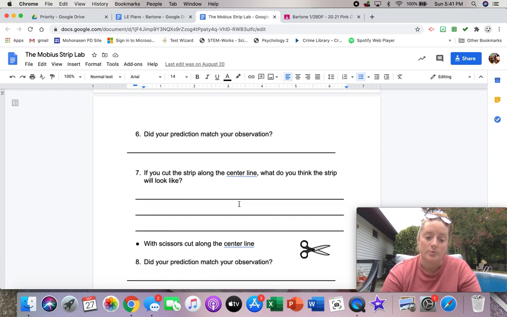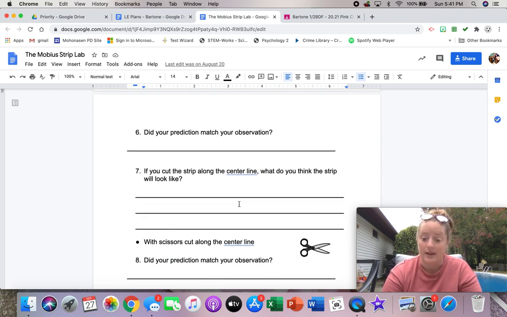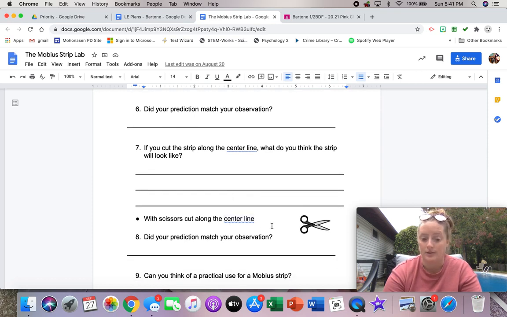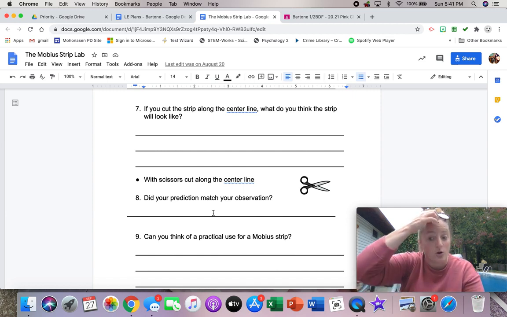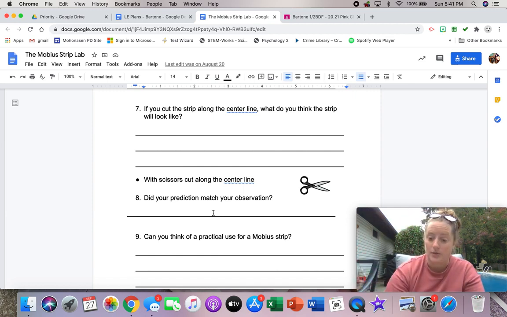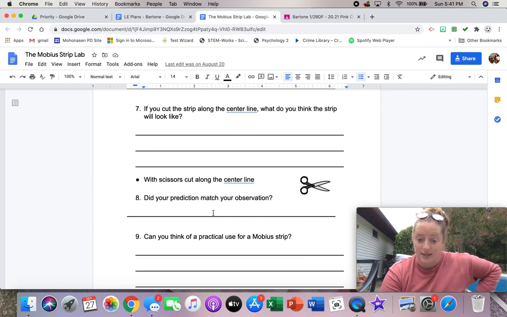If you cut the strip along that center line, now again, you've already drawn a second line, now you're cutting a second line. You cut that strip along the center line. What do you think the strip will look like? Okay, cut it along the center line. And then did your prediction match your observations? You're going to notice some interesting things, I think, as we go through. We're going to do it in class. If you're home, hopefully you're going to notice a couple of things as well. We're going to try to do it live together.